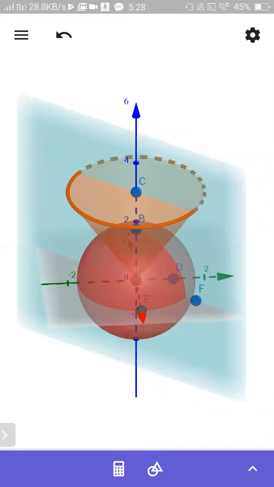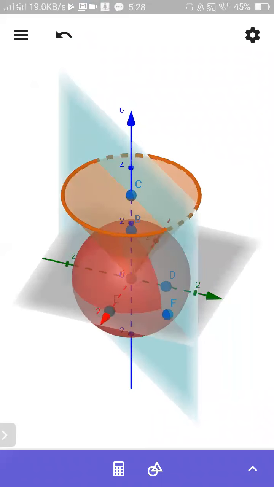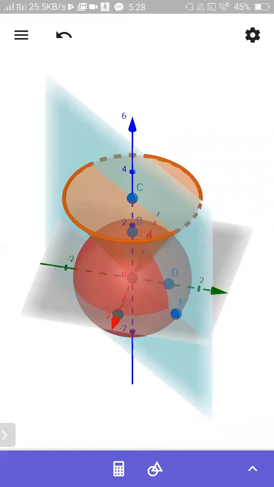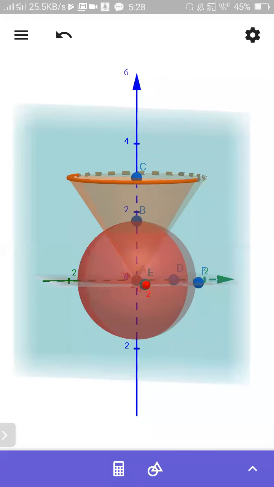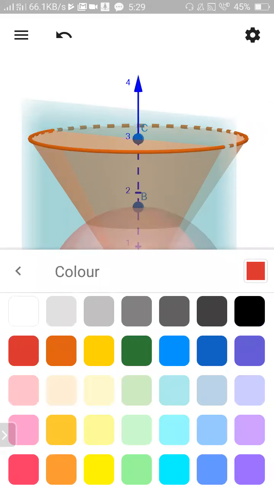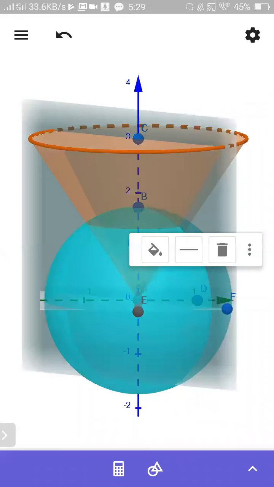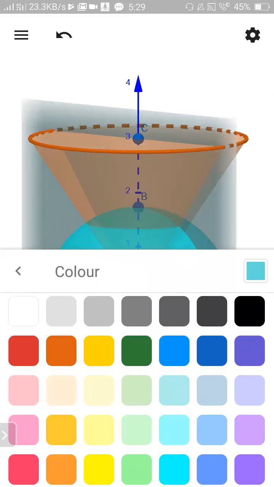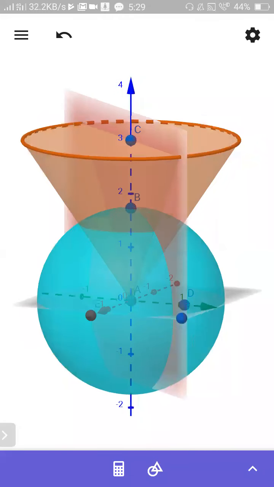Now, what is the common point? Can anybody denote that common point here?